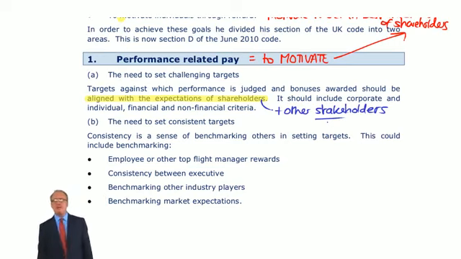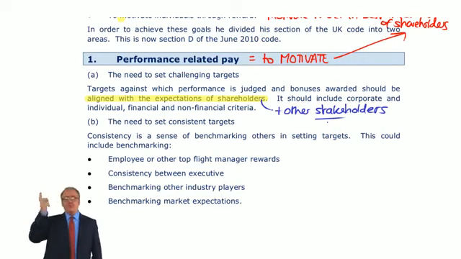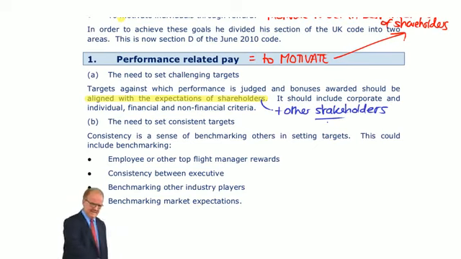So for example, at BP, they had a big accident about 6 years ago. So part of the bonus structure there is on improvements in health and safety, because that's clearly something they need to get better at.